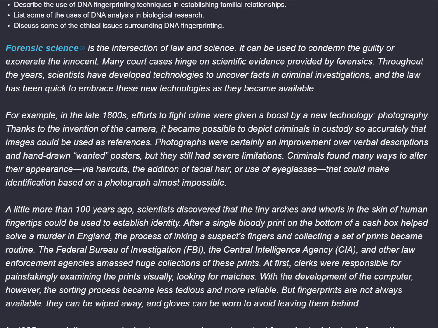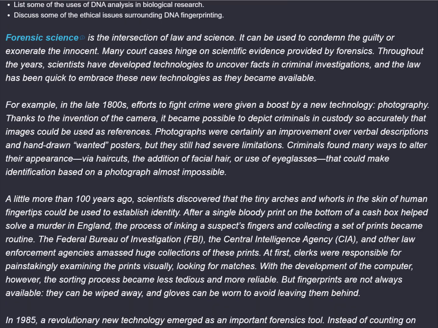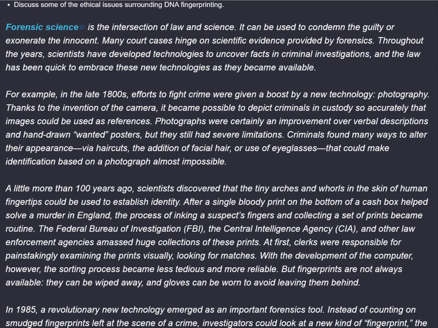Describe the use of DNA fingerprinting techniques in establishing familial relationships. List some of the uses of DNA analysis in biological research. Discuss some of the ethical issues surrounding DNA fingerprinting.